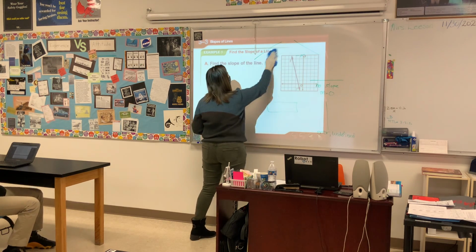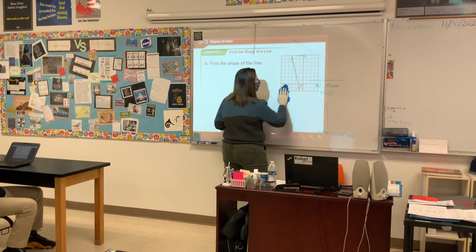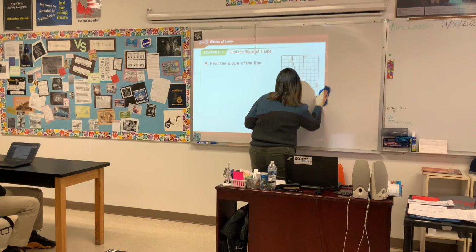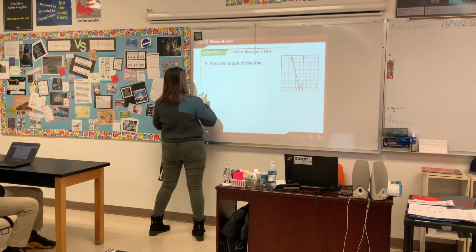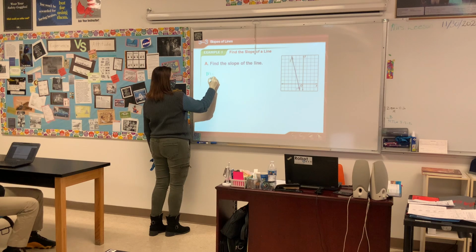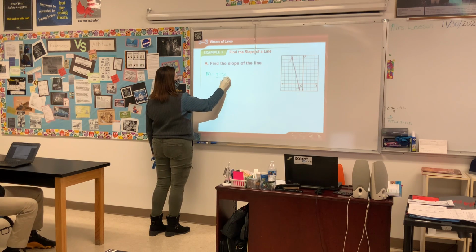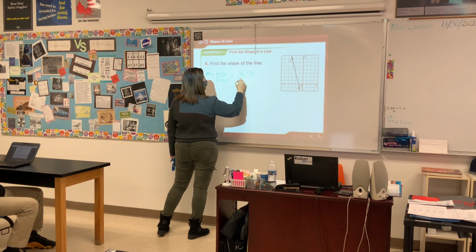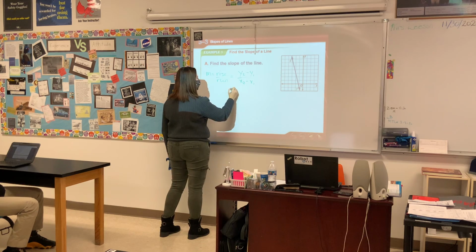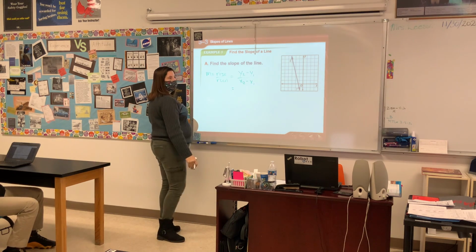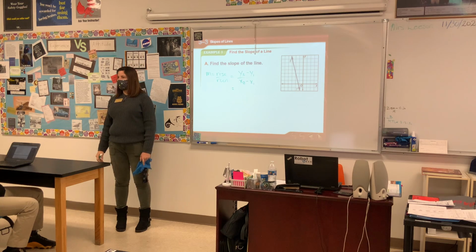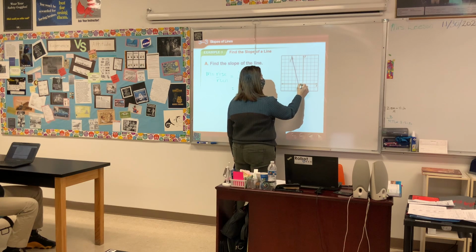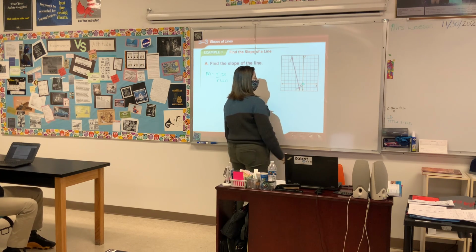So let's find the slopes of these lines. Hard work, I know. So what is the equation? M is equal to rise over run, which is y2 minus y1 over x2 minus x1. I need to be able to count squares on a graph. Okay? You can see right here that this is 0, 0. That's the origin.